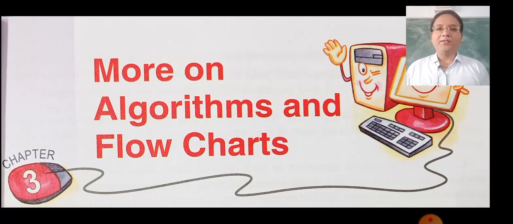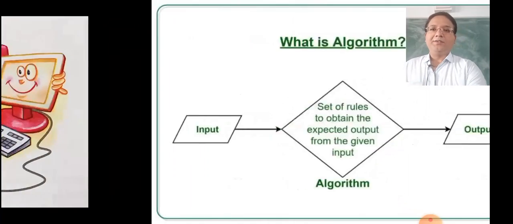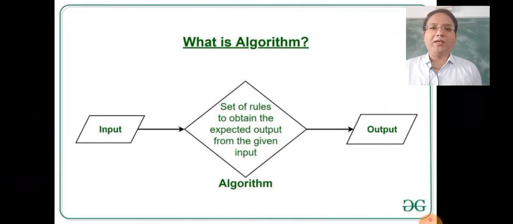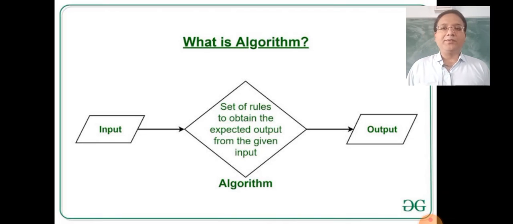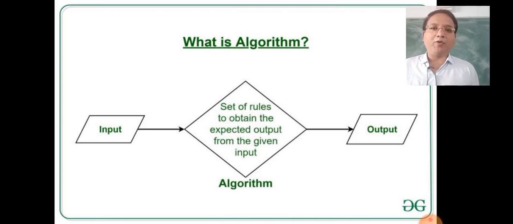Today we are going to discuss chapter 3, that is more on algorithms and flowcharts. So firstly we are going to discuss an algorithm. So what is an algorithm? It is a step by step procedure to solve any particular problem. So, an algorithm is a set of rules to obtain the expected output from the given input.